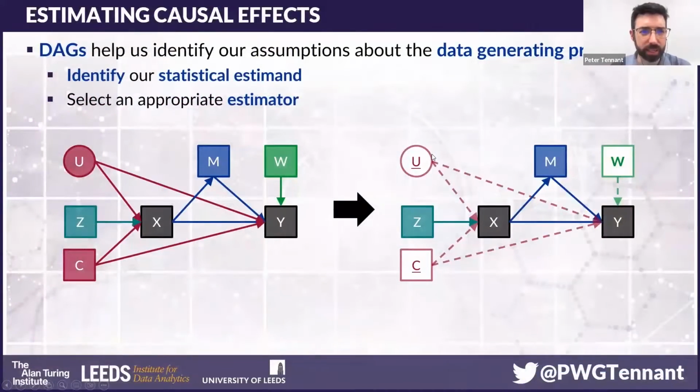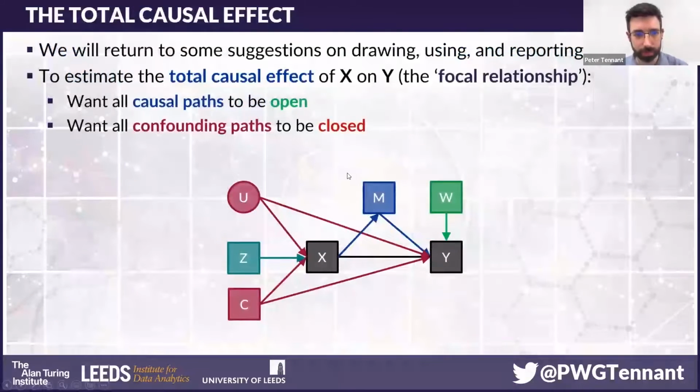And I said that DAGs can help us to identify assumptions about the data generating process. The reason that's useful is that it helps us to identify the appropriate statistical estimand and in turn select an estimator. In other words, they really help with the process of working out what we need to actually do in order to estimate a causal effect, to go from the left-hand side to the right-hand side. Now, I will return briefly to some suggestions about drawing, using, and reporting DAGs later.